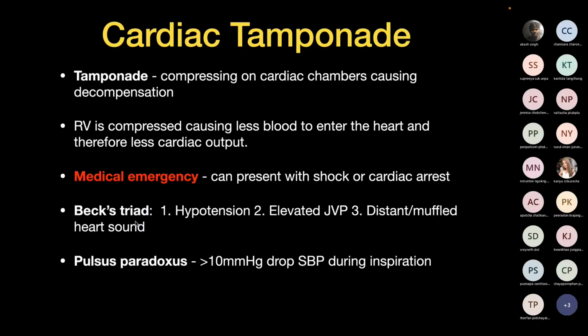On examination, we can find what we call Beck's triad. So the patient will have hypotension and elevated jugular venous pressure, and the heart sounds will be distant and muffled because the fluid is blocking the sound of the heart, and hypotension due to the shock from the compression. Another thing that we can find is pulsus paradoxus, which is when we measure the blood pressure and it drops by more than 10 when the patient takes a deep breath in.